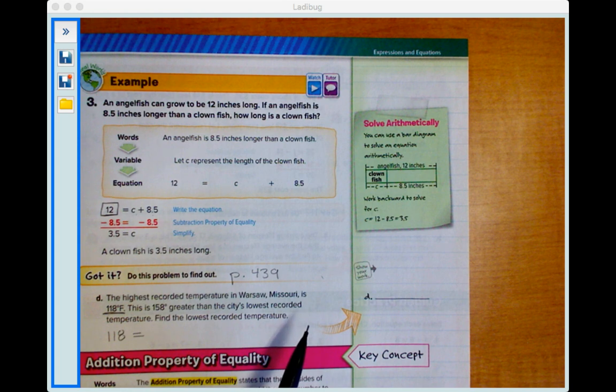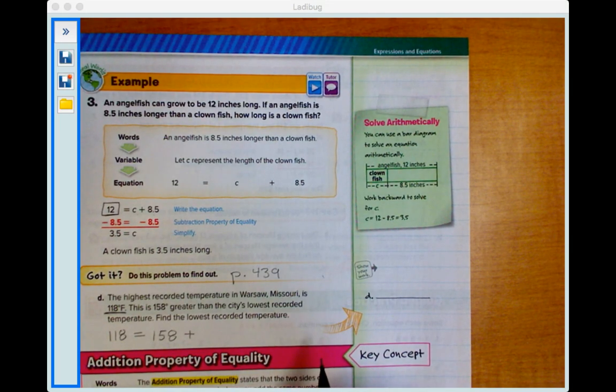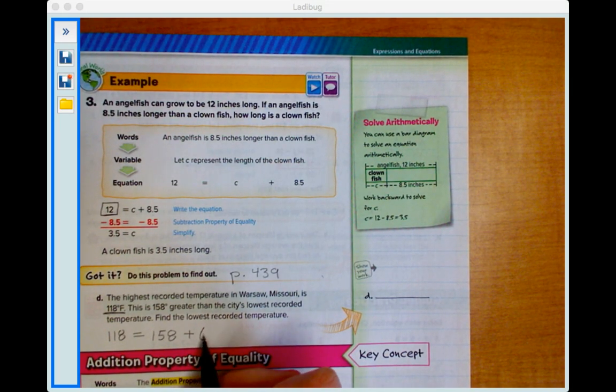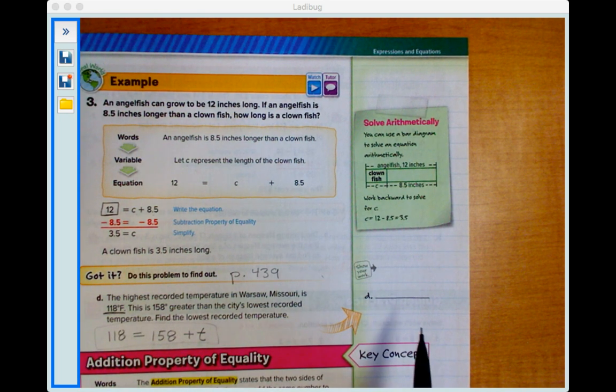So 158 plus the city's lowest recorded temperature would equal 118. So we're going to put 158 plus the lowest recorded temperature, and since it's a temperature, we're going to use T. So 118 equals 158 plus T. That is your equation that we're going to use.